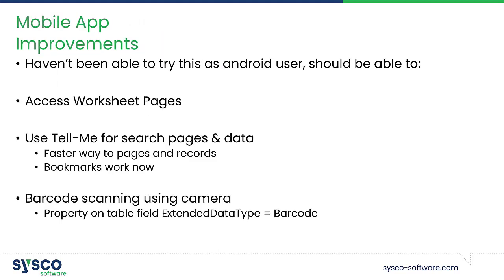Now, mobile app improvements. I haven't been able to try this out yet. I'm an Android user and I don't think the app has been updated yet through Play Store. But what you should now be able to do is access worksheet pages. So if you tried to do this in the old version, you would have got an error asking you to either log on to your tablet or PC. You can use the Tell Me to search for pages and data. And you can also now start to use the camera if you want to scan for barcodes.